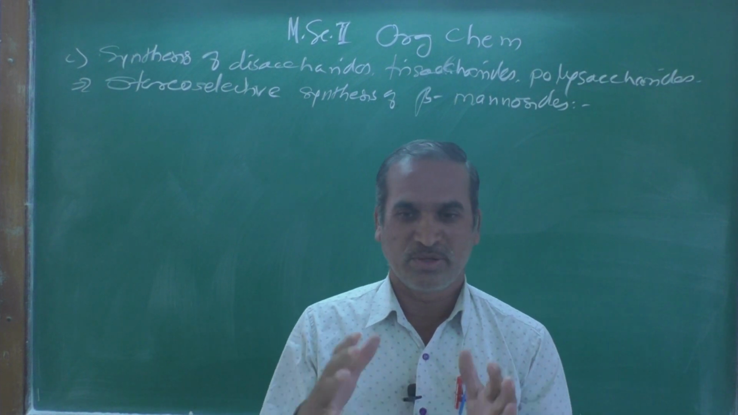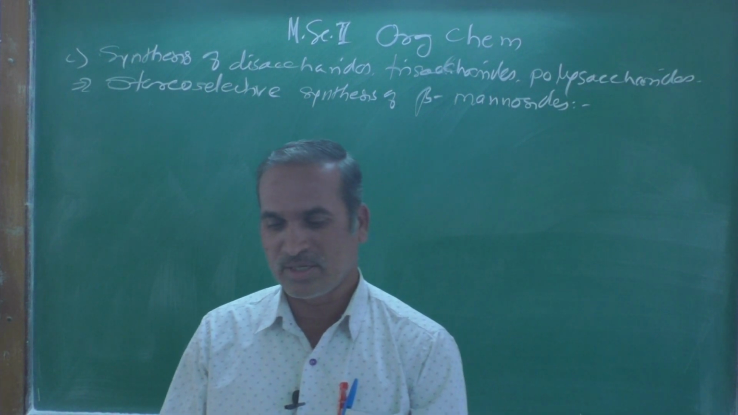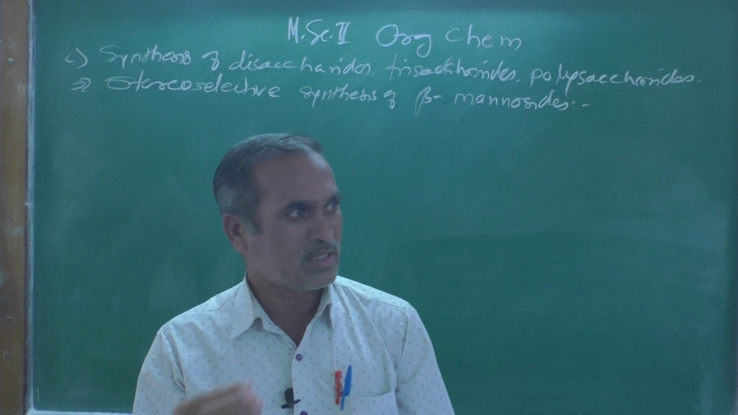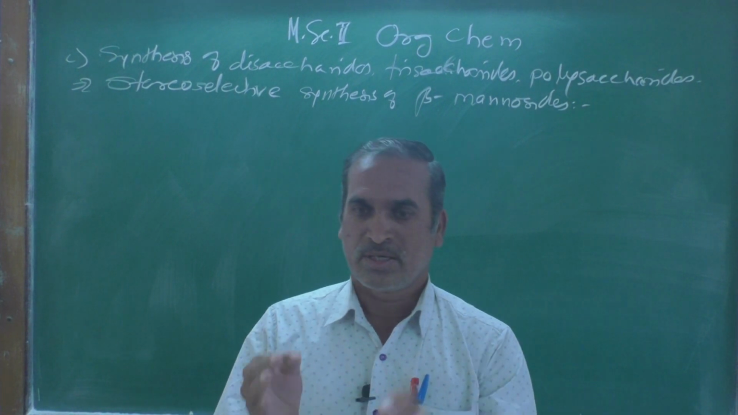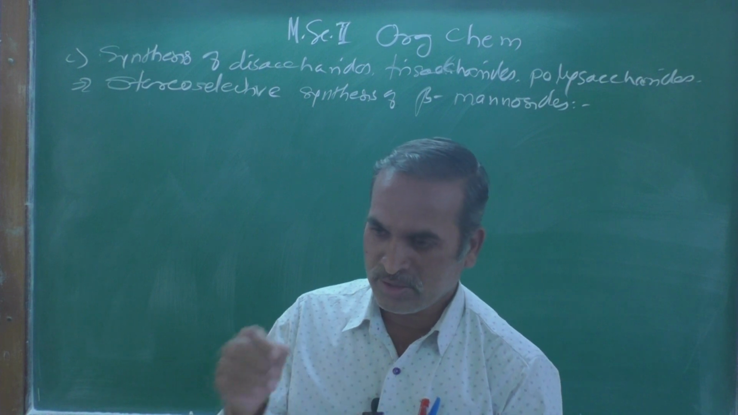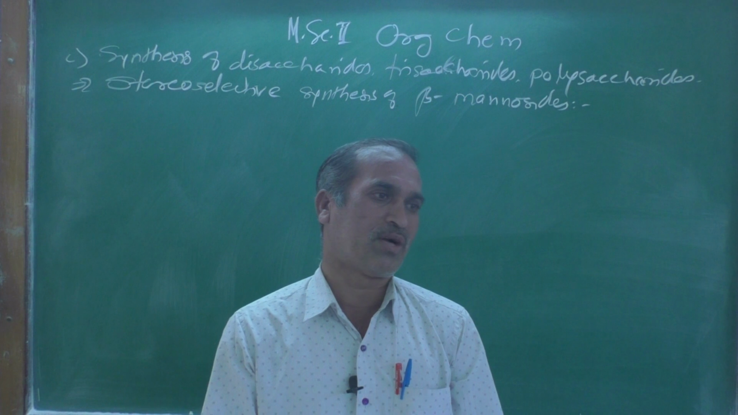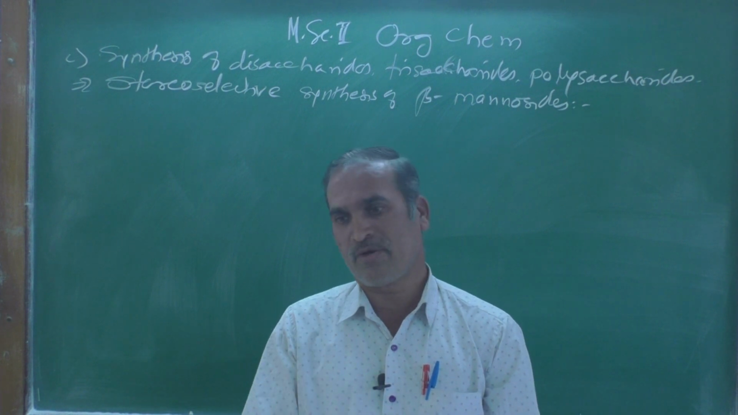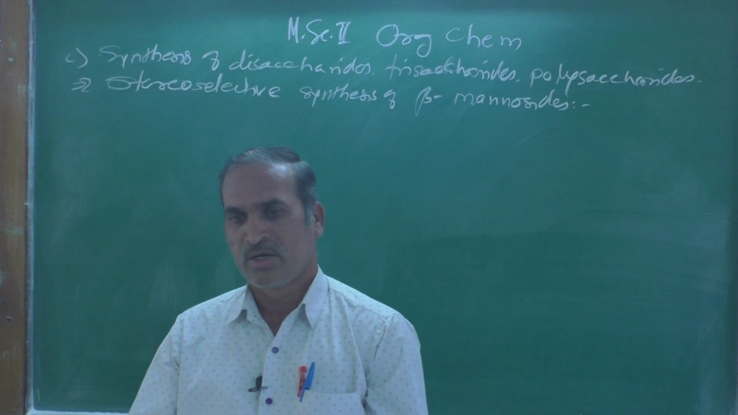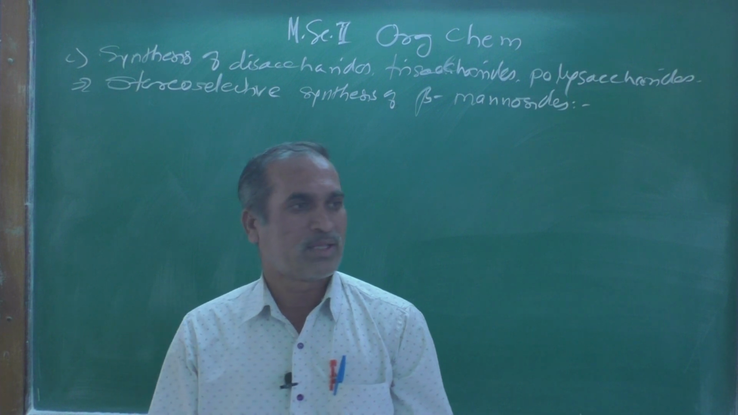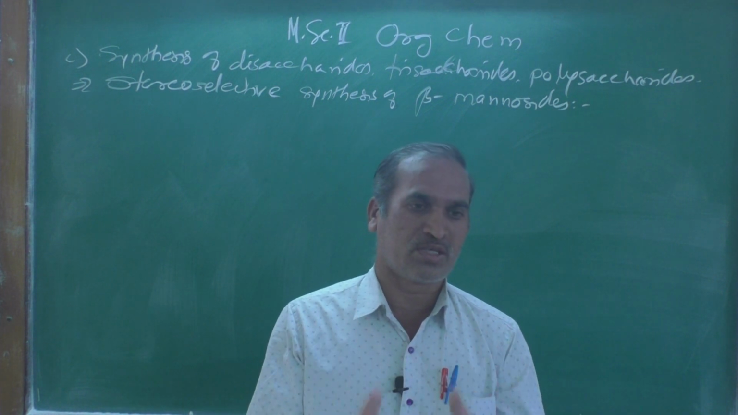I think we were discussing the synthesis of glycosides. Among that synthesis of glycosides, the last point we discussed was alkylation of reducing sugar. What do you mean by the alkylation of the reducing sugar?